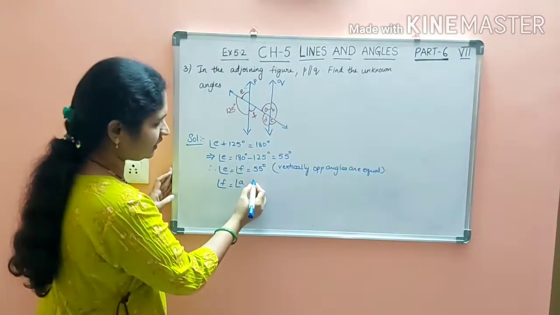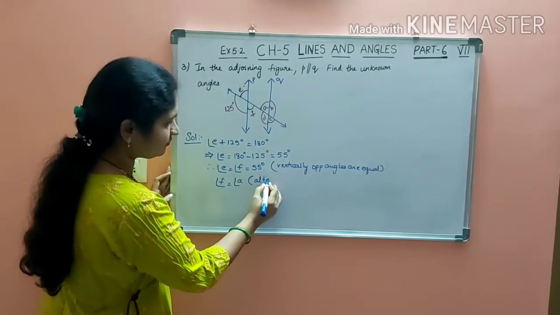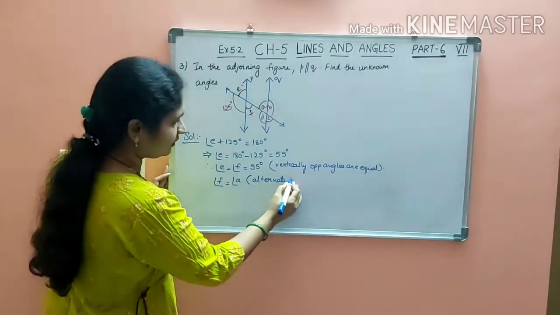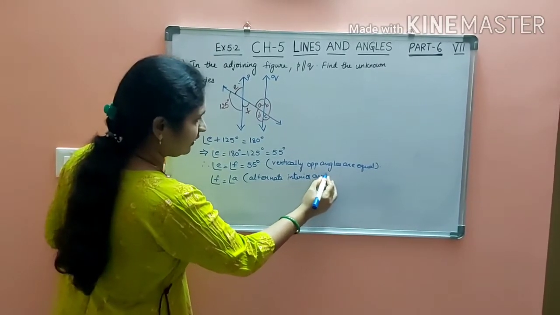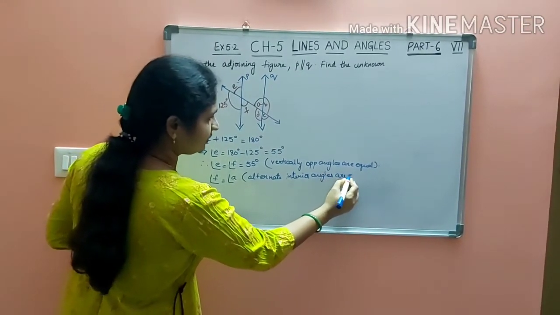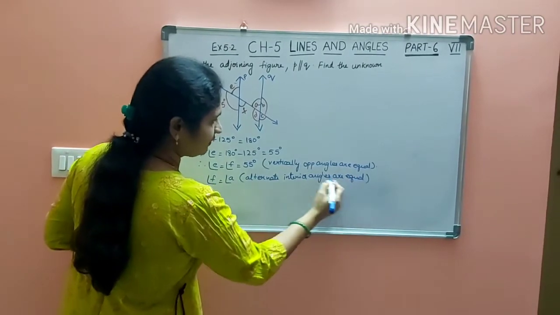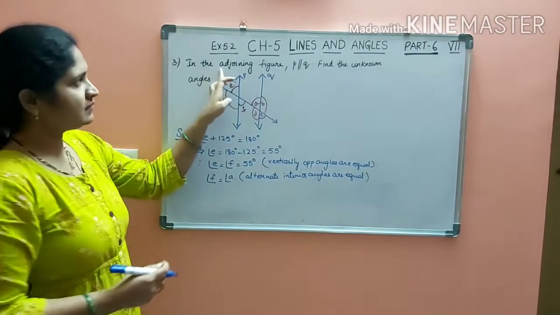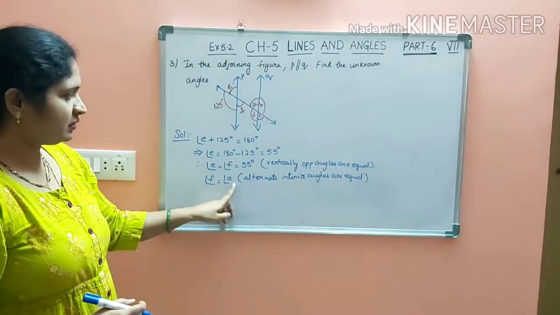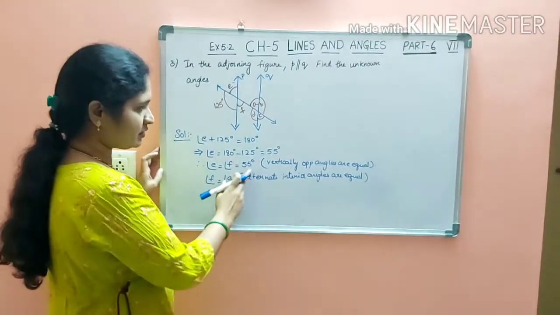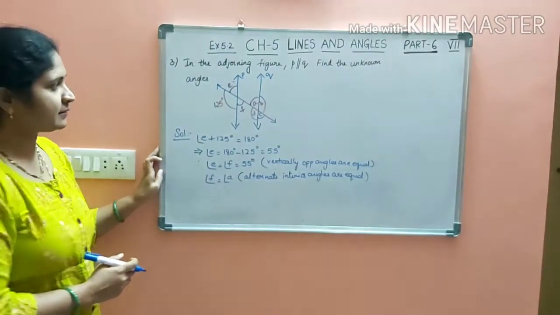What is the reason we have to write? Alternate interior angles are equal. Why are we taking all these facts? They have given that P is parallel to Q. Okay. So angle F is equal to angle A. So angle A is also equal to 55 degrees here.